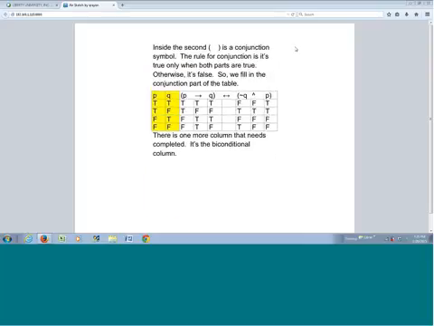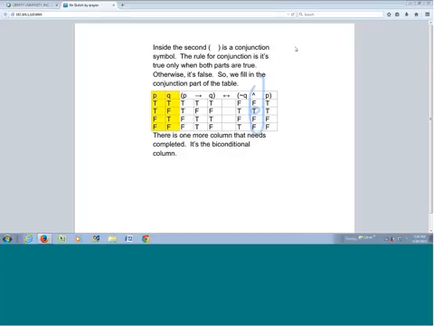Second set of parentheses has a conjunction symbol. So we have to remember the rule for conjunction, refer to that. It's nice to have these rules written down on a piece of paper next to you as you're working these problems so you can just keep referring to them. The rule for conjunction is it's true only when both parts are true. Otherwise, it's false. So notice when this column is filled in, I wrote true when it's true, true. All the other ones are false because the second row is the only one that's a true situation, following the rule for conjunction.